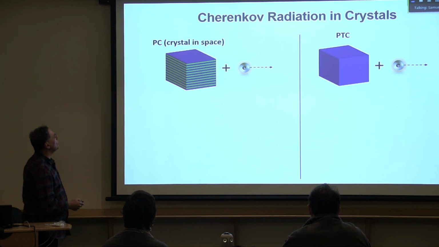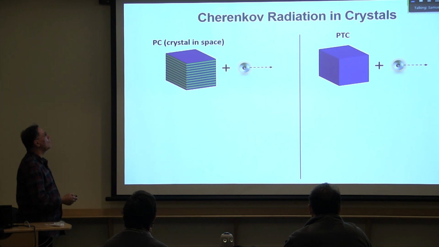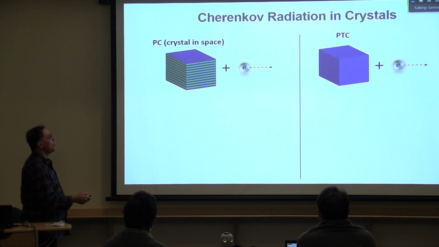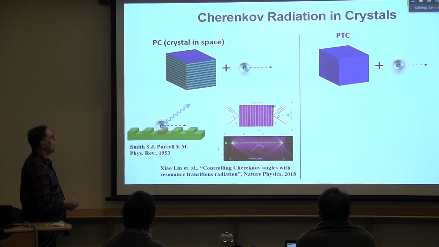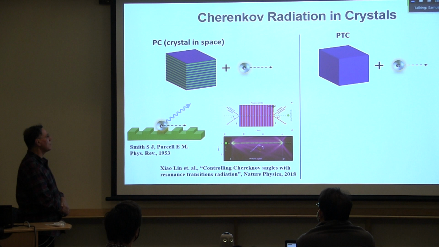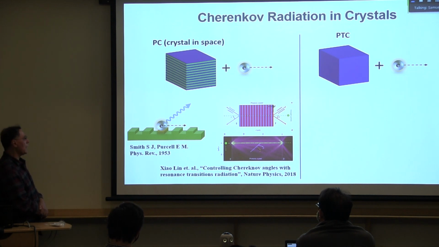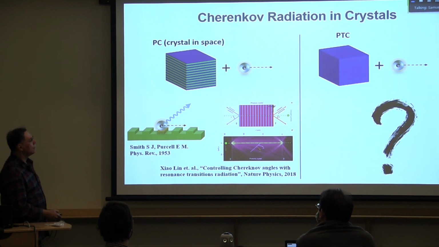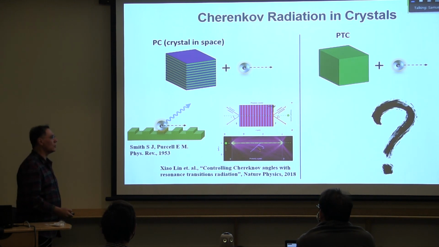And what we want to know is what happens to Cherenkov radiation near a photonic crystal, something that is periodic in space, and near a photonic time crystal. In a photonic crystal, this was solved by Smith-Purcell. It's called the Smith-Purcell effect. You can get phase matching, you can add a quanta of momentum by the periodicity in space. And in a time crystal, that's what we are interested to know.